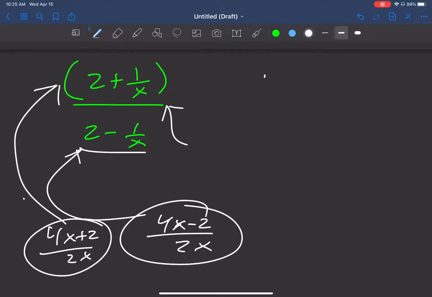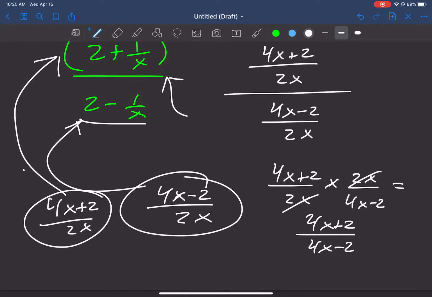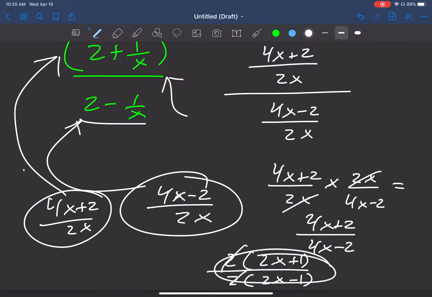So okay, on the top we have 4x plus 2 over 2x, and the bottom is going to be 4x minus 2 over 2x, right? So keep, change, flip. So 4x plus 2 over 2x, keep, change, multiply, times 2x over 4x minus 2, right? So immediately those cancel. So now you have 4x plus 2 over 4x minus 2, right? And you're close. Well, we can factor something out. We can take a 2 out, so 2 from both the top and the bottom, right? 2x plus 1 over 2x minus 1. Of course, now you can't take anything else out, and also you see the answer.